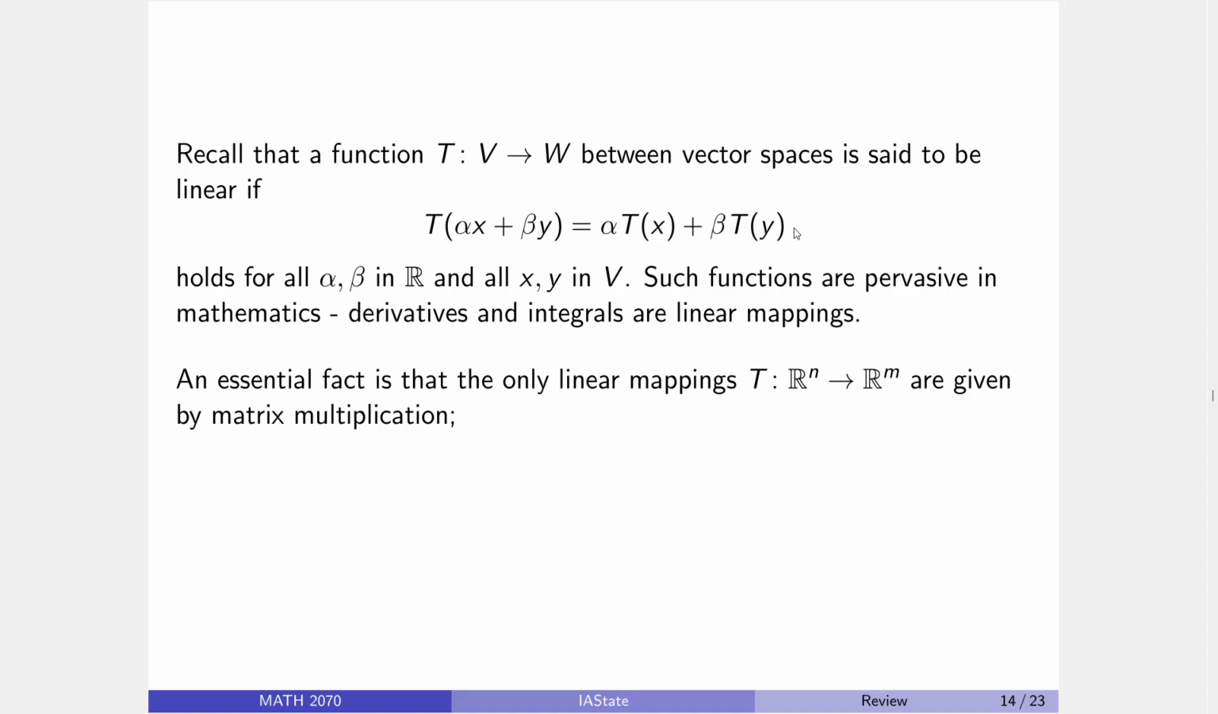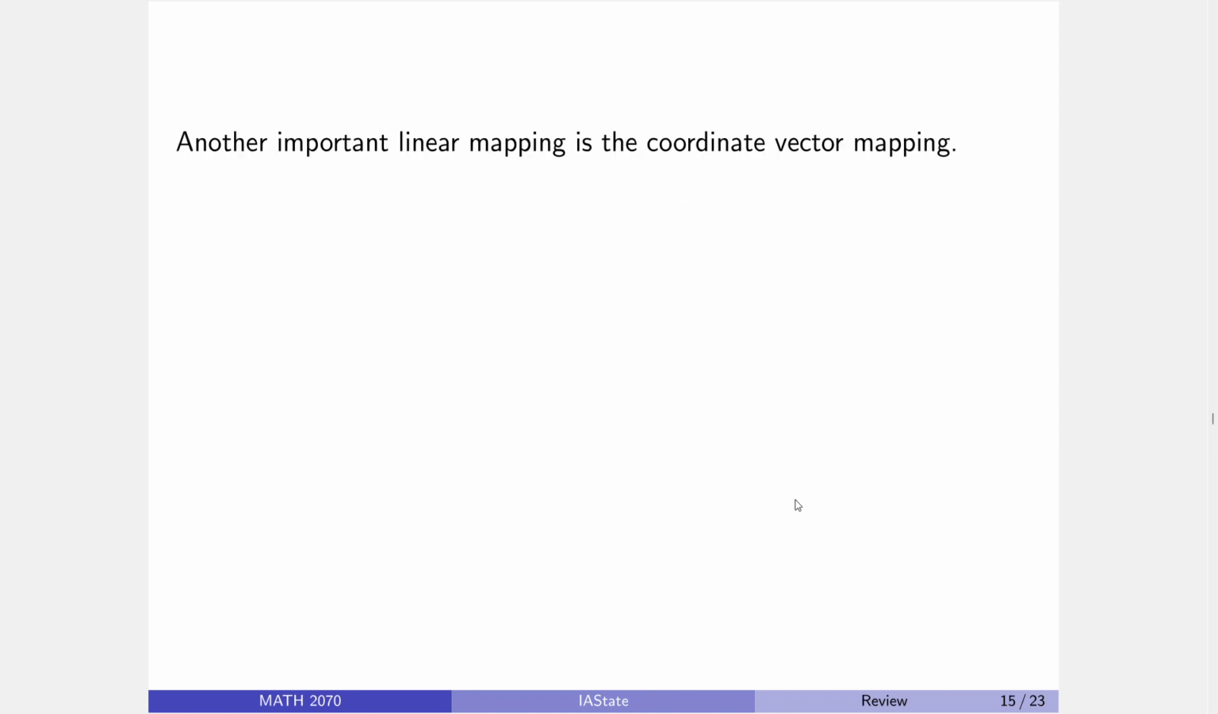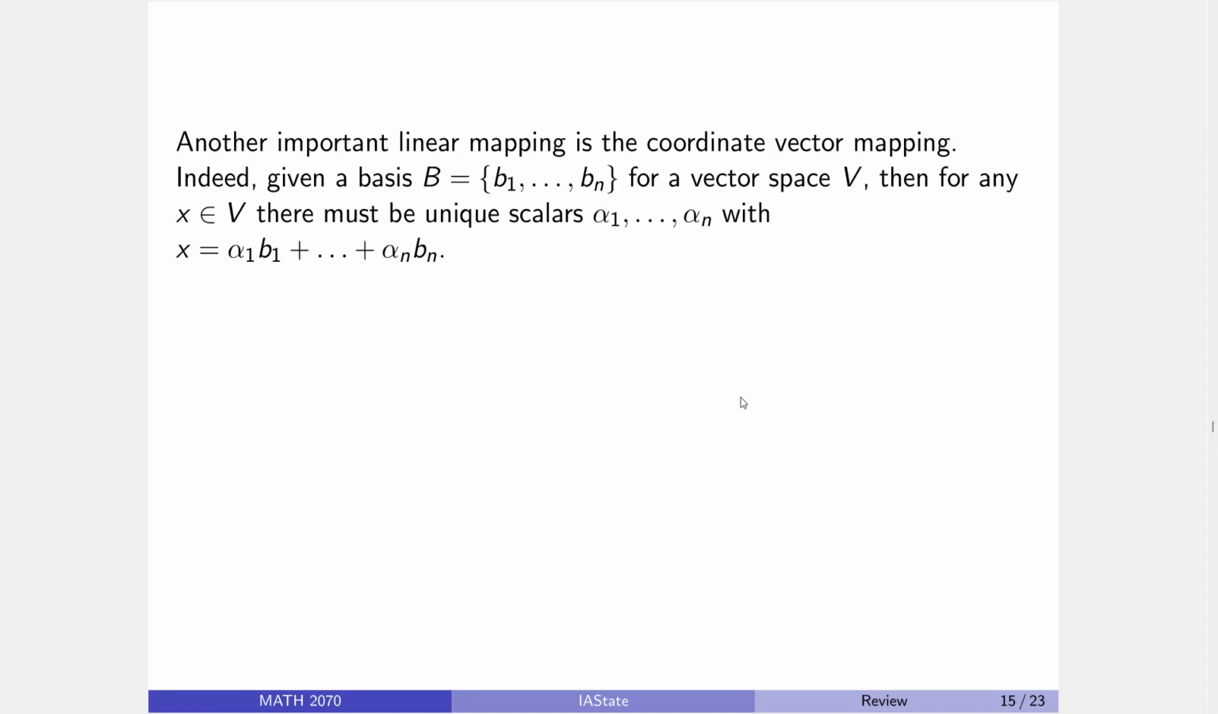And in fact, the big theorem: the only linear mappings between Euclidean spaces are in fact matrix multiplication, meaning that T of x has to be A times x for some unique matrix A. And as we noted, this A can be computed by plugging in standard basis elements, and those give you the columns, but you can get other types of matrices out here depending on whether you want to have different bases equipped on your Euclidean space. Now, that then leads us to the notion of the coordinate vector mapping, a very important linear mapping, which we're now going to spend a little bit of time digging into.